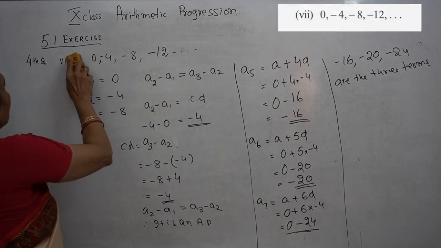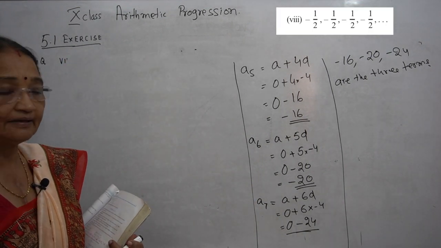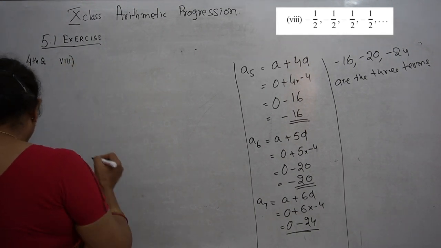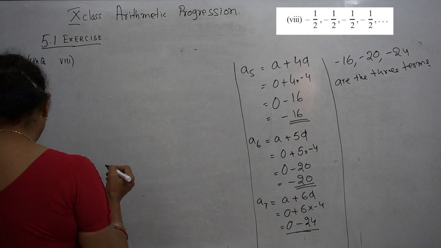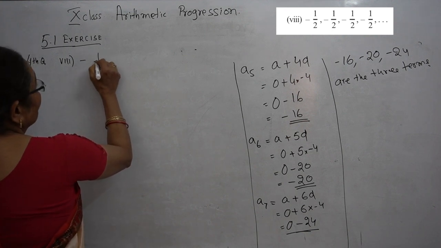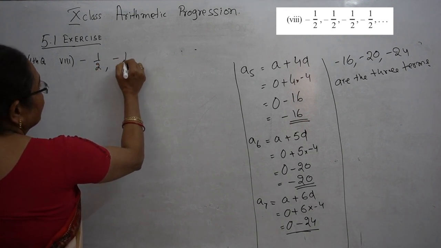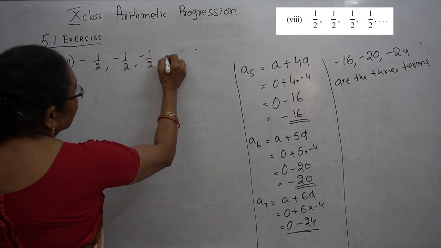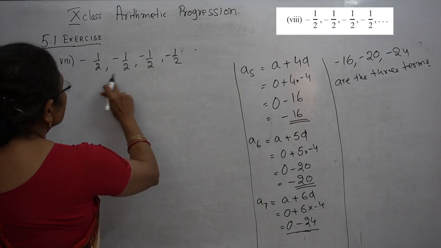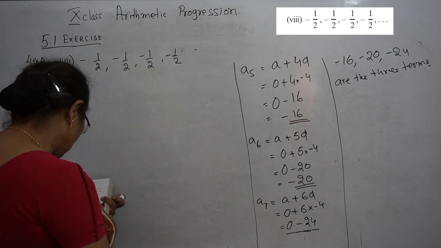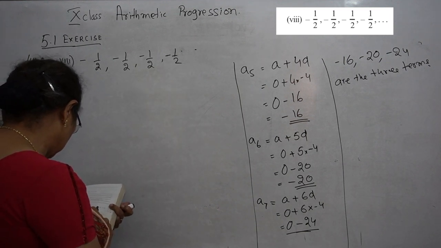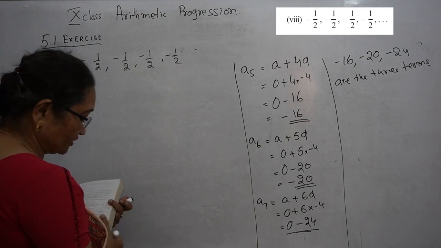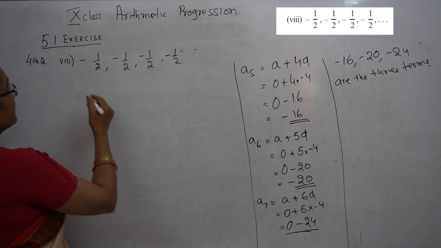The 7th is over now. Now we shall do the 8th sum. Okay? 8th sum, what is given? Minus 1 upon 2, minus 1 upon 2, minus 1 upon 2, minus 1 upon 2. Like this he has given 4 terms, isn't it? 1, 2, 3, 4. 4 terms.